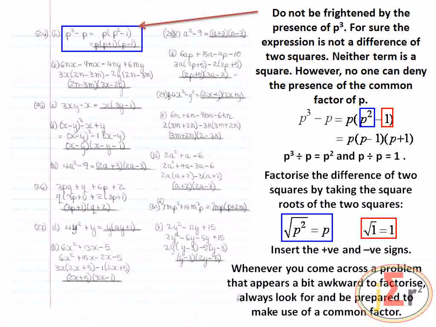Whenever you come across a problem that appears a bit awkward to factorize, always look for and be prepared to make use of a common factor. Because maybe we will not see an expression like this one, a binomial with a single cube, and then something else. When you come across any expression, no matter how awkward it looks, always be prepared to make use of the common factor.